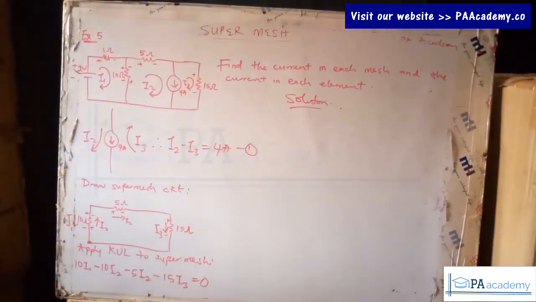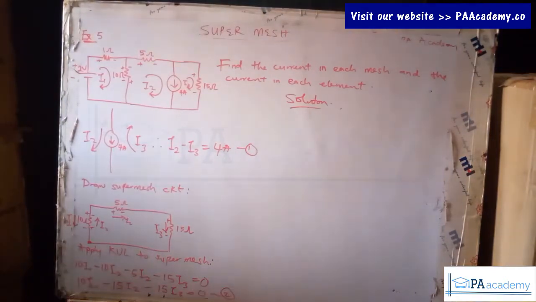So with this now, let's just simplify it. That's 10 I1, then minus 10 I2 and minus 5 I2, that's minus 15 I2, minus 15 I3. I hope you can still see this. Minus 15 I3 equals to 0. This is our equation 2. So that's equation 2 right there.